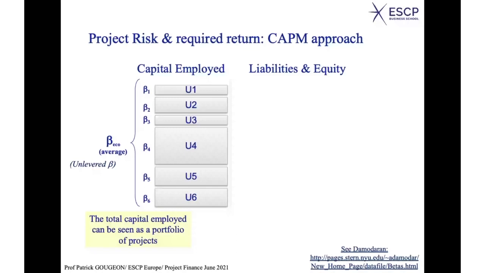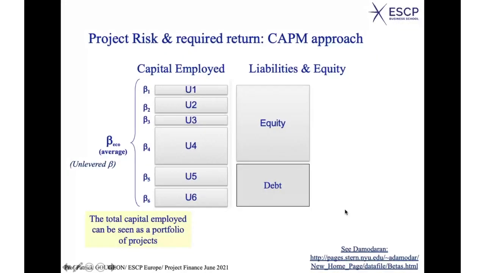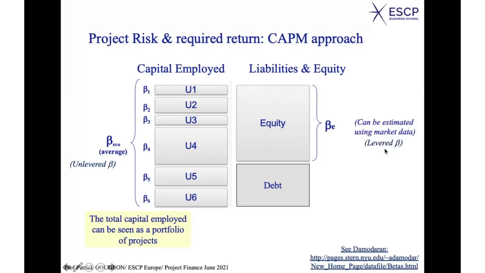Okay, so now on the other side, what do you have? You have equity and debt. And then you have the equity beta, which actually would be a levered beta, because the value of the equity beta will depend on the level of debt. If you have more debt in your balance sheet, you have more risk for the equity holders. You know the principle of the financial leverage. More debt means a higher expected return on equity, but also a higher risk. And this is reflected in the value of the equity beta. Okay?